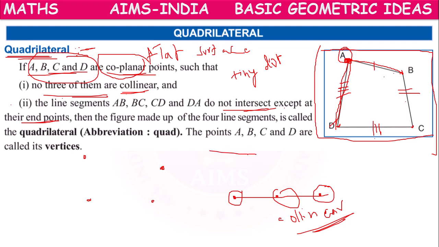Suppose we draw like this. Now they are not intersecting at endpoints, because this is the endpoint, but the lines are intersecting at some other point. So our condition is that compulsorily they should intersect only at endpoints. Then the figure formed, which is made up of 4 line segments, is called the quadrilateral.